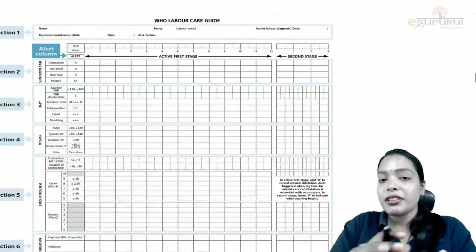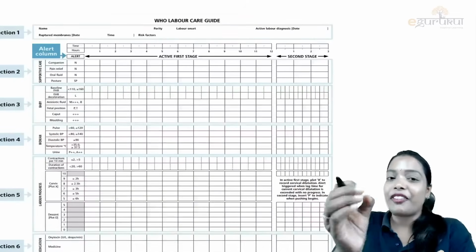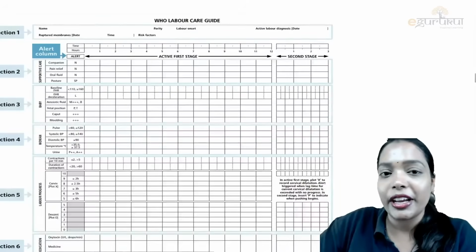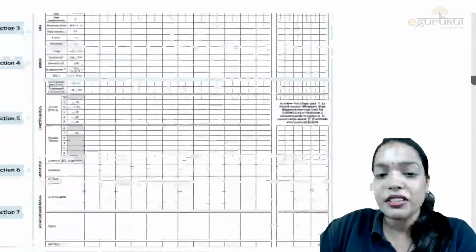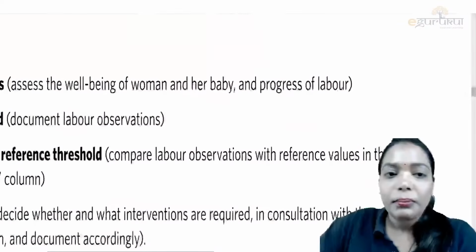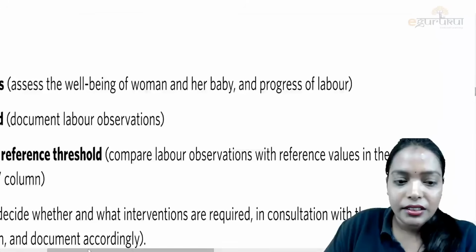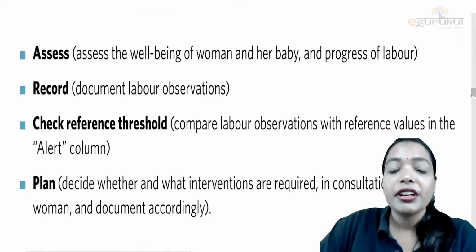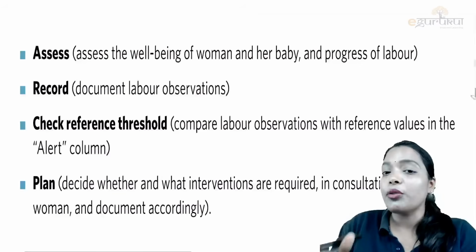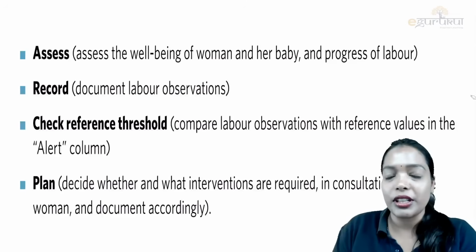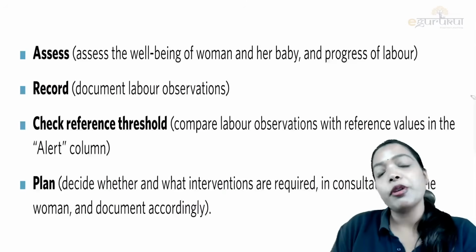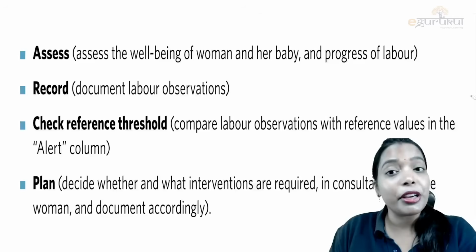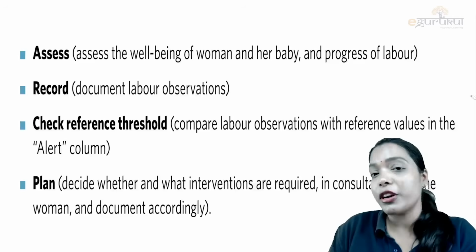Okay. Now, this is just a brief. Now, I'm going to discuss every column in detail. But there are four basic steps in the WHO Labor Care Guide, that is assessment, plan. So these are the four basic things which we are going to do here. Assess. Assess the well-being of the woman and her baby and the progress of labor. So these are the three things which we are checking in the WHO Labor Care Guide. We are assessing the well-being of the woman, we are assessing the well-being of the baby, and we are seeing the progress of the labor.